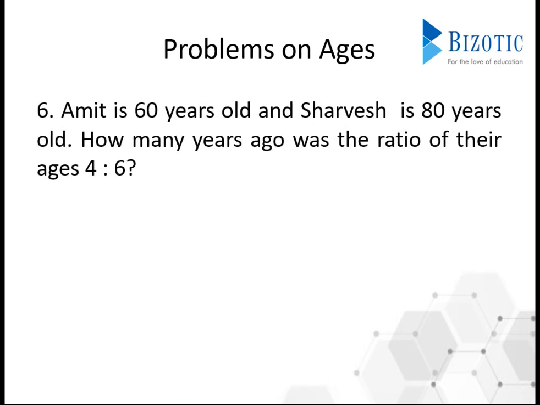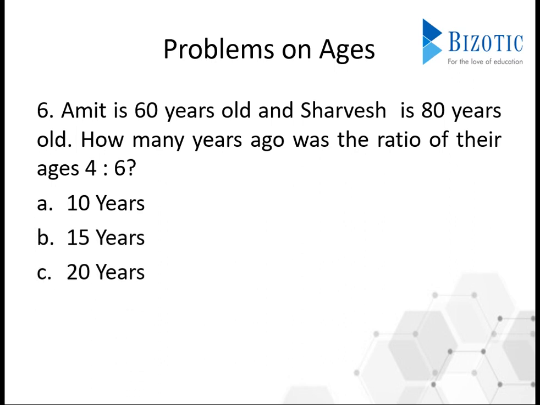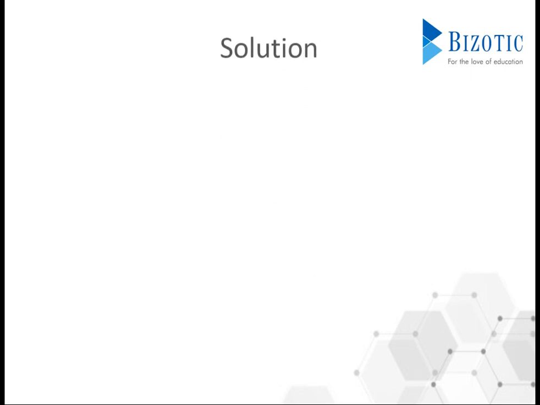Amit is 60 years old and Sharvesh is 80 years old. How many years ago was the ratio of their ages 4 is to 6? Previously they used to give the ratio and ask the ages. Now this is the other way of asking the question. So no problem, we can solve this as well. Before that, we'll just go through the options. Different options are given. So let's calculate.